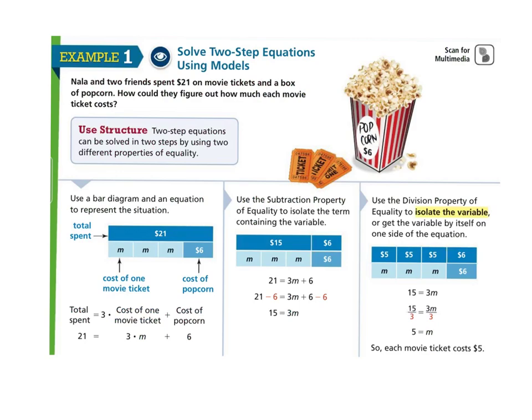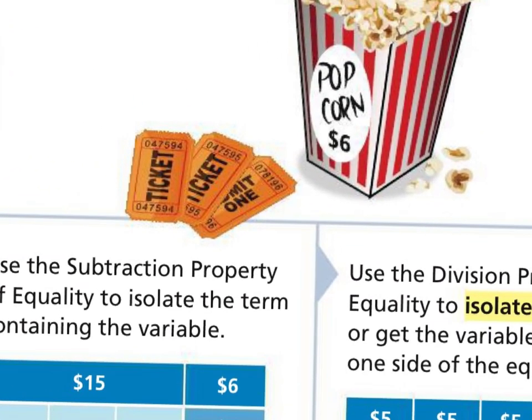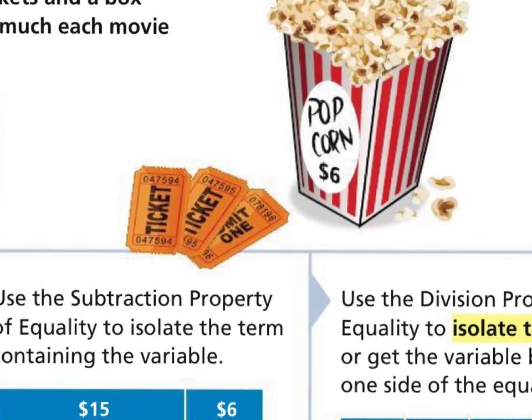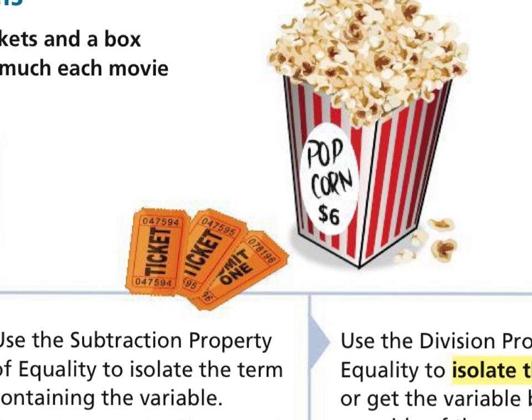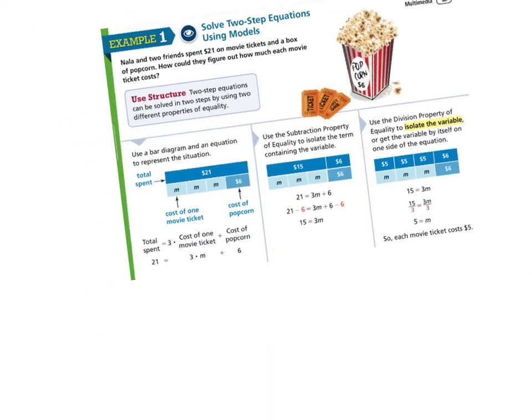So if you look at page 260, example 1, Nala and two friends spent $21 on movie tickets and a box of popcorn. How could they figure out how much each movie ticket costs? So you can see from the picture, Nala and two friends. First of all, notice it's three people. Some people see the two and think two, but actually three people. You can see the popcorn costs $6.